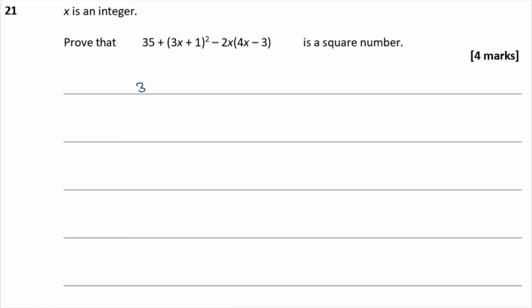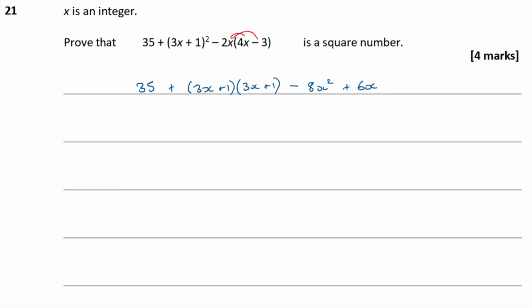So I've got 35 at the front, and then I've got (3x plus 1) all squared. When you square something, you times it by itself. So that is (3x plus 1) times (3x plus 1). Don't just square 3x and 1. You will get it wrong. And then minus, I'm going to do this while I'm here, 2x times (4x minus 3). That's going to give me minus 8x squared, and negative 2x times negative 3 is positive 6x.